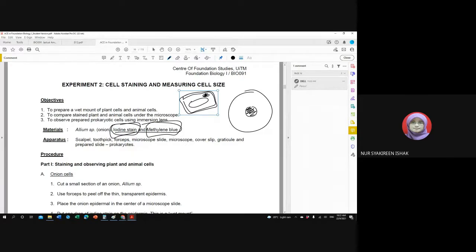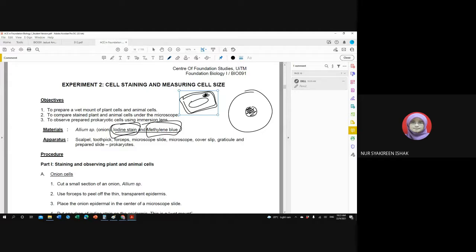But under the light microscope, you cannot see other organelles such as ribosome. You cannot see mitochondria. You cannot see Golgi apparatus. You cannot see vesicles, because all those organelles are too small to observe under the microscope. So the iodine and the methylene blue will only dye the nucleus of the cell.